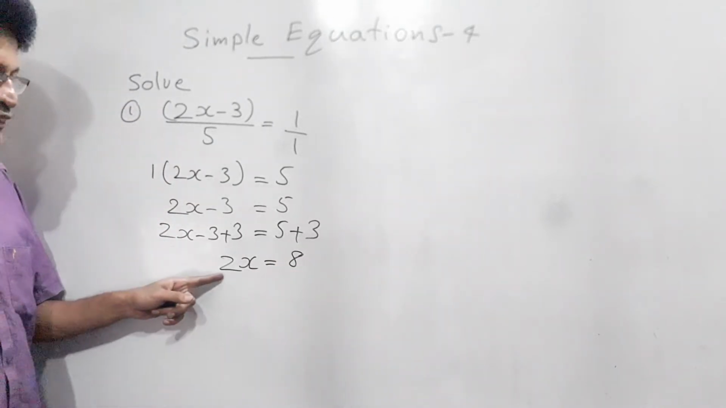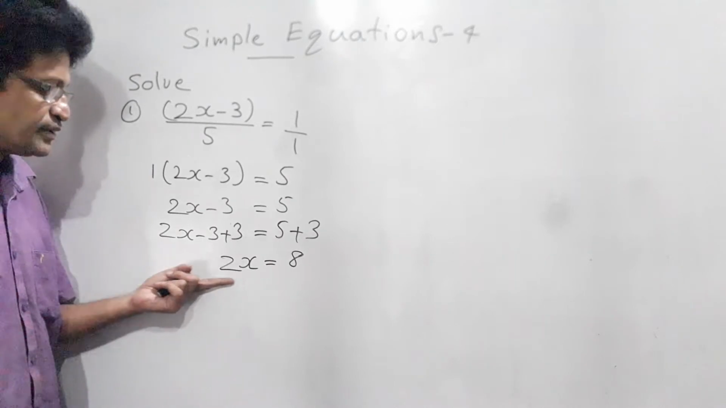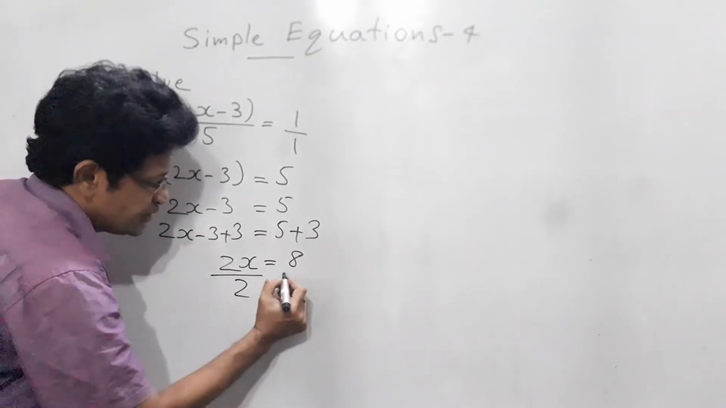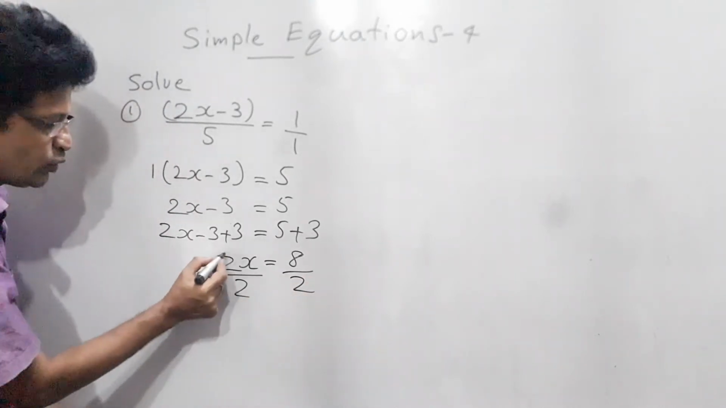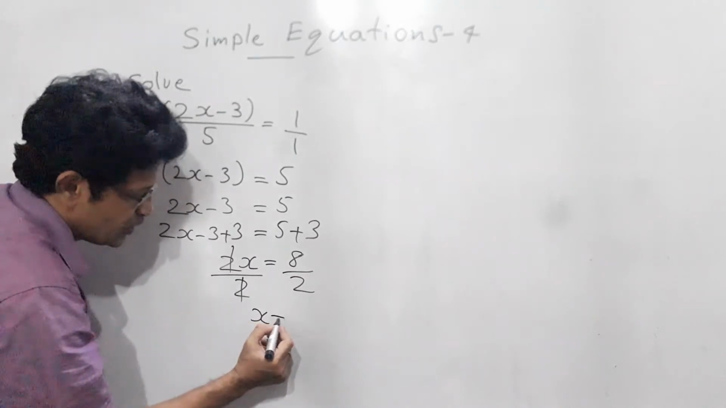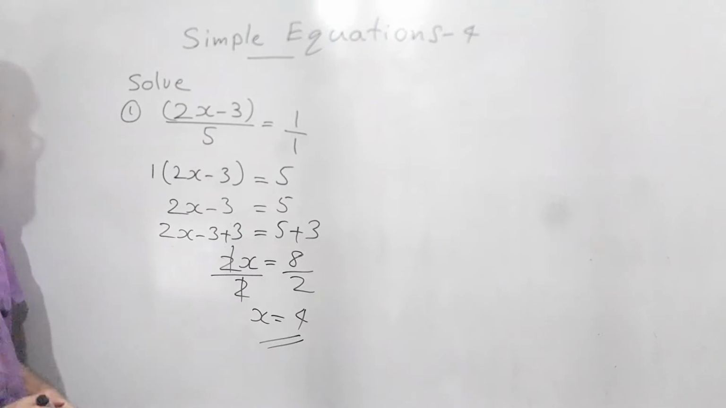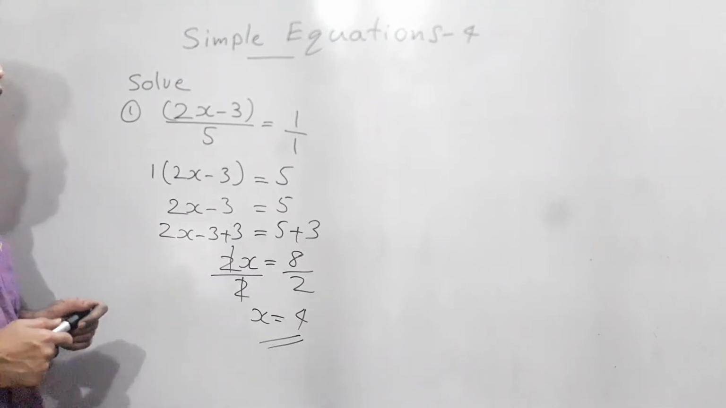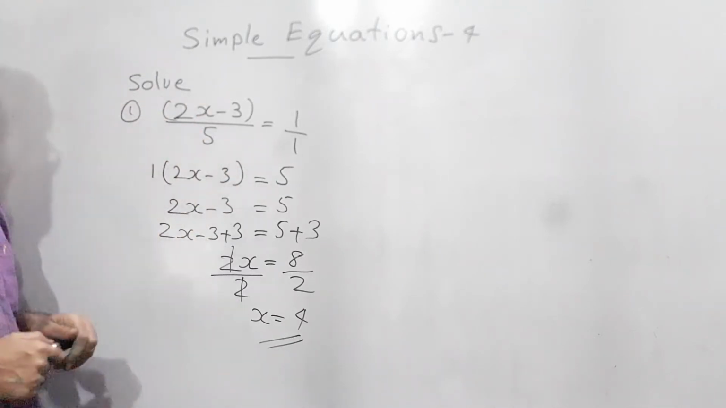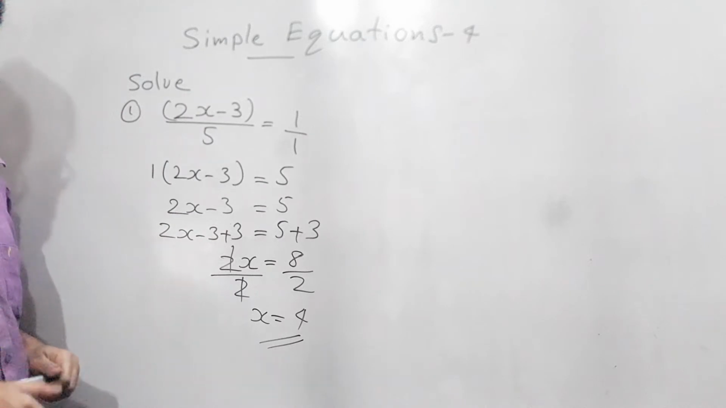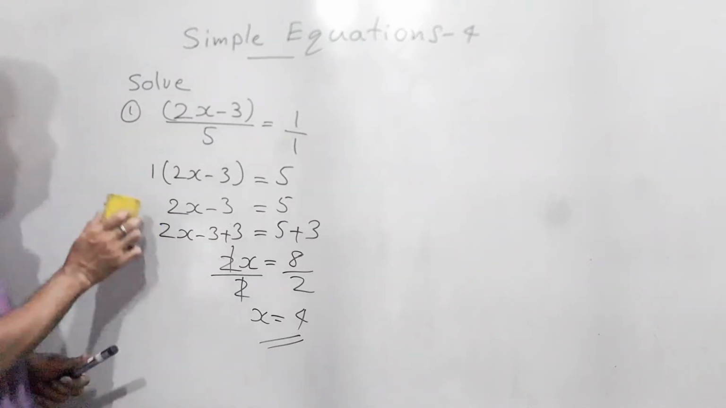Now we have to get rid of this 2. For that I divide this side by 2, then the other side also I divide by 2. Now 2 and 2 cancel. x equals 8 divided by 2, which is 4. Clear? So we solved this question in that way. Basically we did the cross multiplication. Now we'll do the second question.